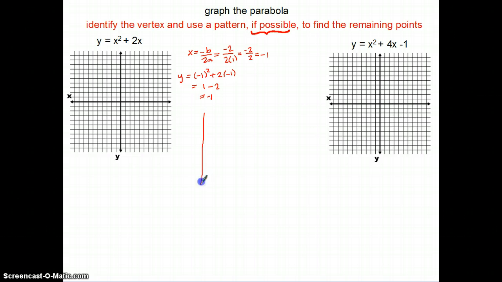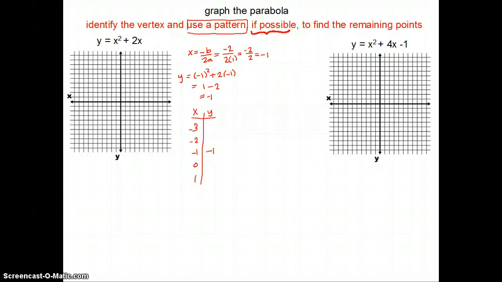So I'm going to go ahead and put this value in the middle of my chart. I have -1 for x, -1 for y. I need two x values that are smaller, so that will be -2 and -3. And two that are larger, those will be 0 and 1. From here, you may complete your chart if you'd like, or you may use the pattern that we just talked about and not proceed with the chart.